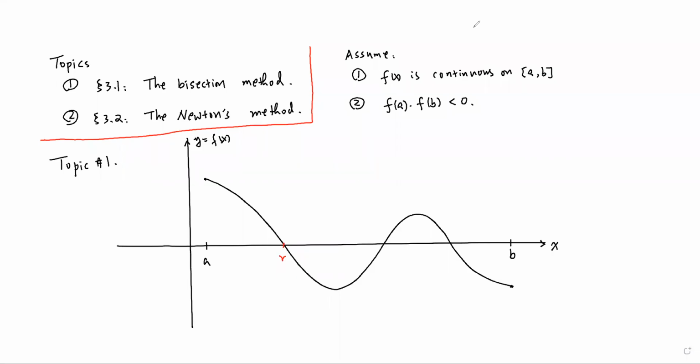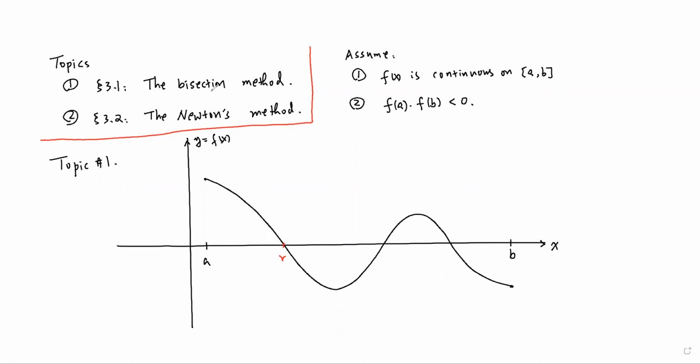Okay, two topics today. Topic 1, bisection method, and the second topic from section 3.2, Newton's method. Let me explain the bisection method this time by a graph, by a diagram.